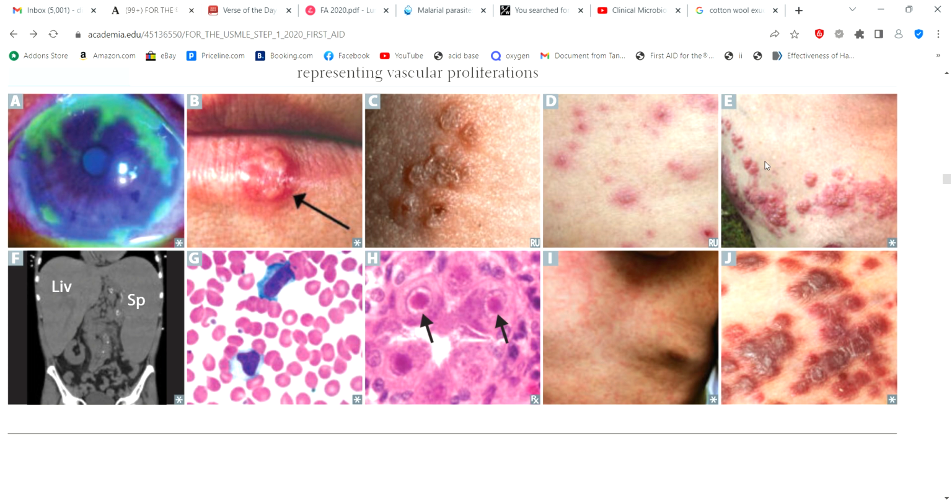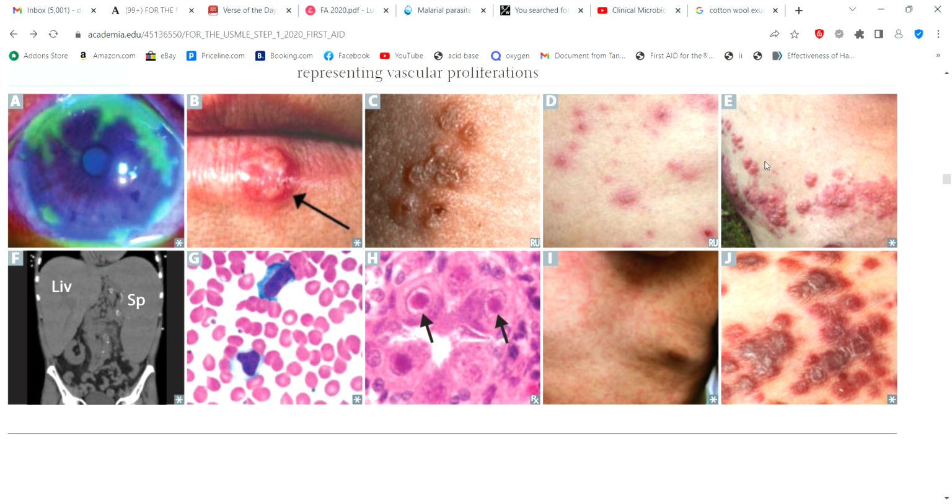Roseola infantum, also known as exanthem subitum, causes high fevers for several days that can cause seizures, followed by a diffuse macular rash, which is a flattened rash, no bumps. It's a flattened red rash. It starts on the torso, then spreads to the arms and legs. So this is figure I right here, and figure I is the roseola infantum.